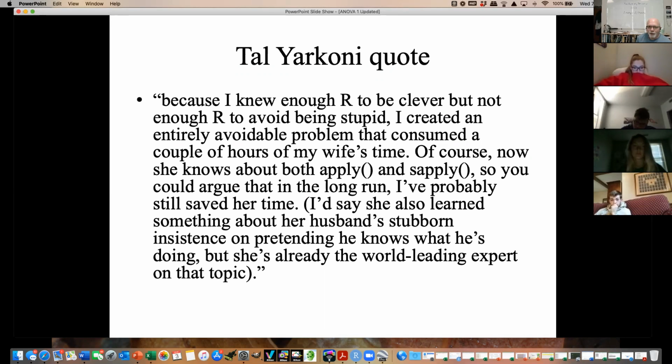A couple of years ago, I ran across this quote by a blogger who blogs about doing scripting in R. And he's like, because I knew enough R to be clever, but not enough R to avoid being stupid, I created an entirely avoidable problem. It consumed a couple of hours of my wife's time. Of course, now she knows both about apply and sapply to functions in handling data in R. So you could argue that in the long run, I've probably still saved her time. I'd also say she's learned something about her husband's stubborn insistence on pretending he knows what he's doing, but she already is the world's leading expert on that topic.